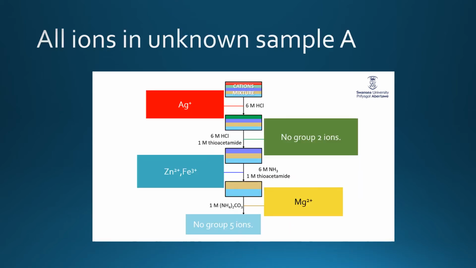So as an overview for all of the tests that we've just done, we can safely say that we have one group 1 ion, which is our silver, we have 2 group 3s, which is our zinc and our iron, and we have 1 group 4, which is our magnesium, and nothing else indicates that there are any other ions in there, so I think we can safely say that these are the 4 ions in this solution.